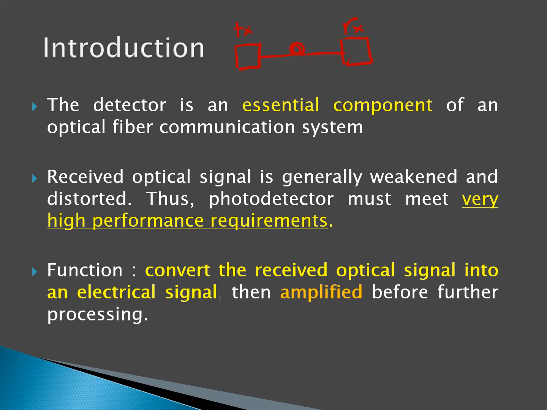The received optical signal is generally weakened and distorted, because of the attenuation and the dispersion effect. Thus the photodetector must meet a very high performance requirement. The function of this receiver or detector is to convert the received optical signal into an electrical signal, which will then be amplified for further processing.